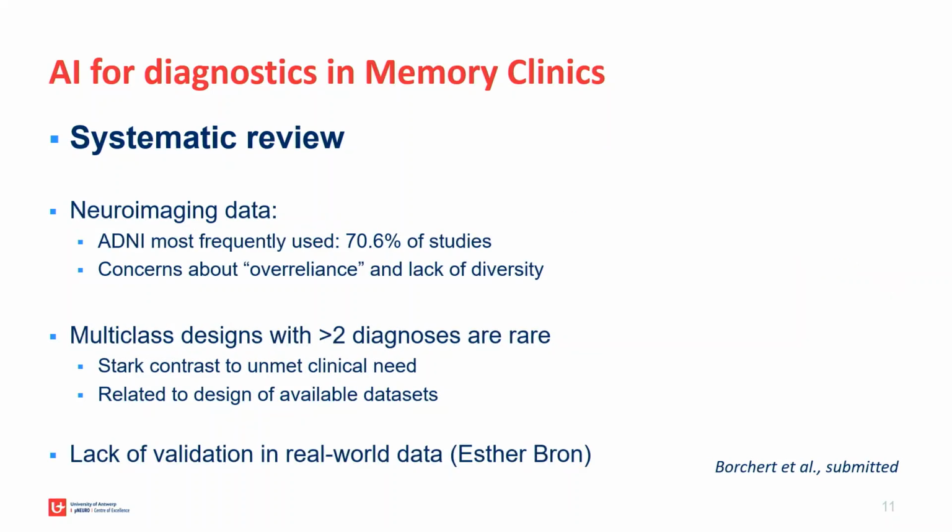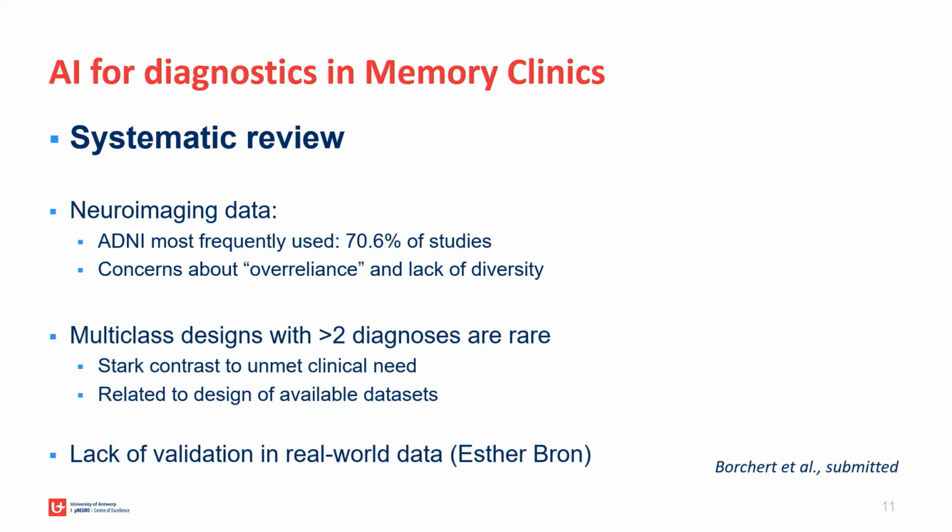When looking at the source data for the AI papers in the systematic review, we noted that the ADNI dataset was most frequently being used in over 70% of the studies. While, of course, it's an impressive dataset, this over-reliance caused some concerns, and also the reuse of the dataset causes a lack of diversity of the subjects that are being studied. Another thing which we observed was that there was a lack of multi-class designs where MRIs were being classified into multiple diagnostic categories, so designs with over 2 possible diagnoses were rare.